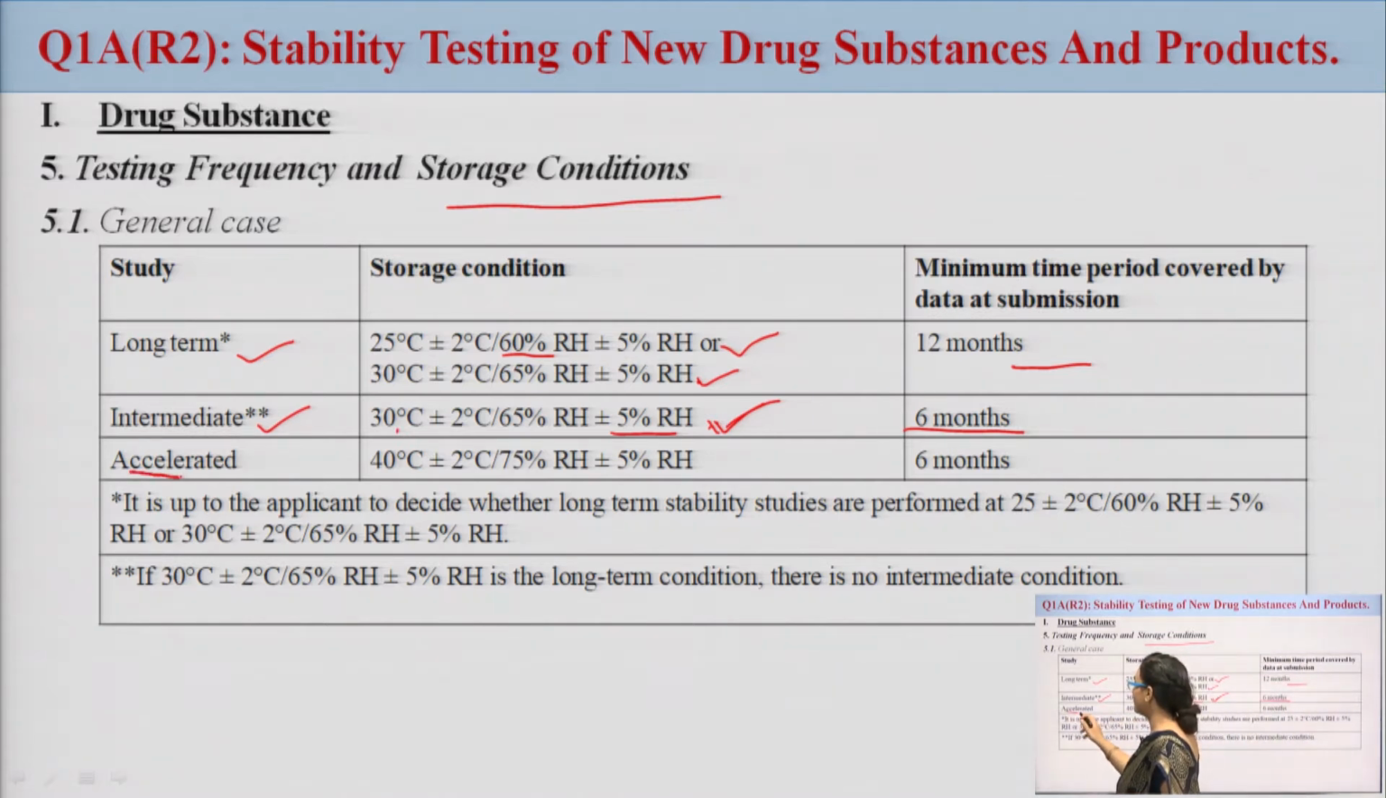Next is accelerated study. So accelerated study is generally performed on these conditions. So here we will select 40 degrees Celsius temperature. Again 2 degrees Celsius variation is allowed, and 75% RH. Here 5% variation is allowed. This study is generally conducted for 6 months.